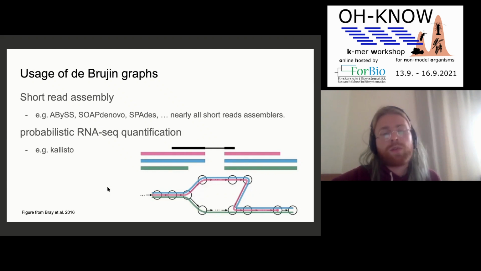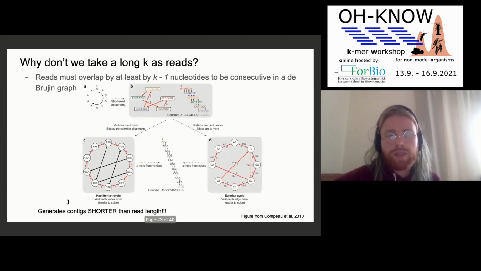This representation is really useful. It's used not just for assemblies, but also in probabilistic RNA quantification. That's used by Kallisto for sure, but I think Salmon as well, where the reference transcriptomes are constructed as the de Bruijn graph, and then the reads are probabilistically mapped on the graph, and they estimate which is the most likely transcript represented by the read. This is how they quantify RNA-seq in a very efficient way. So you see that the application of de Bruijn graphs goes beyond just genome assembly.